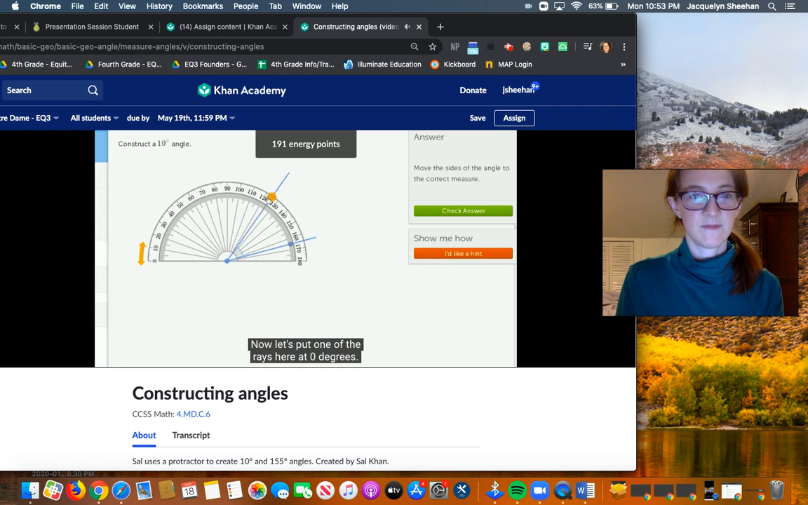Now let's put one of the rays here at 0 degrees. And now I'm going to put the other ray at 10 degrees. And it looks like I am done. I have constructed a 10-degree angle.